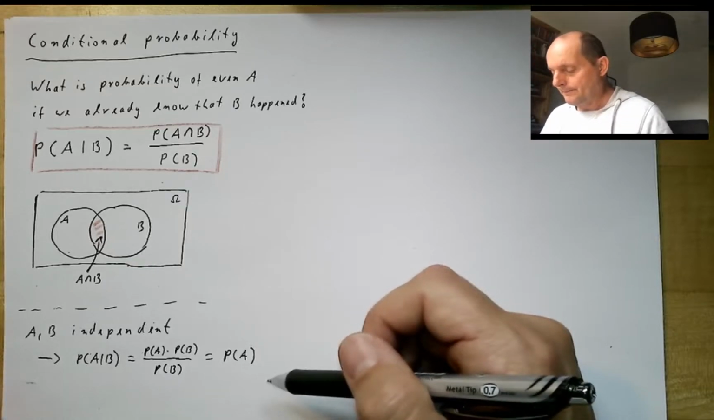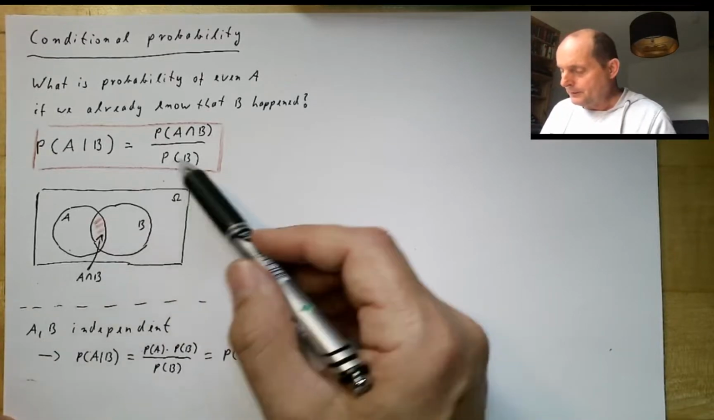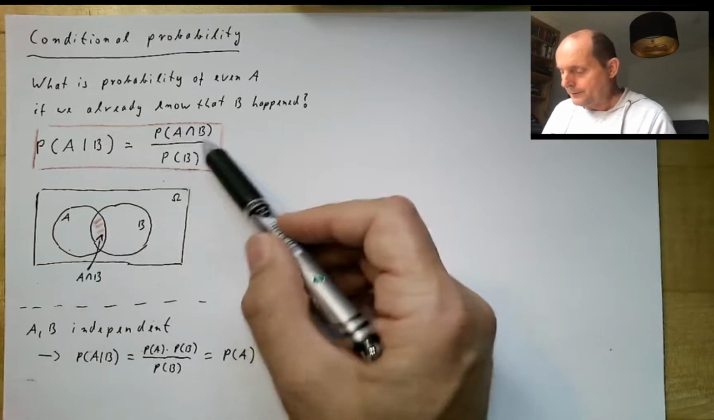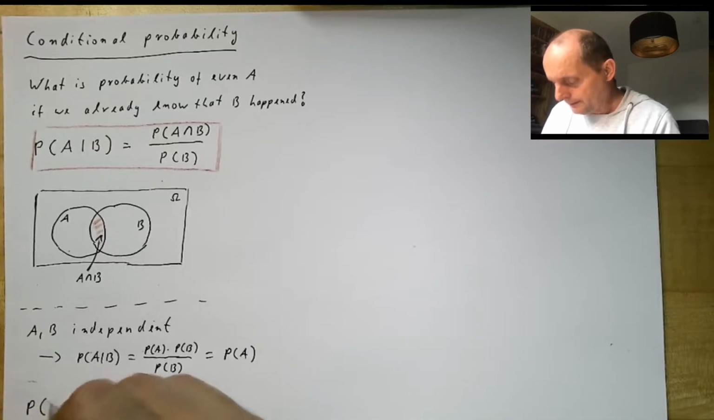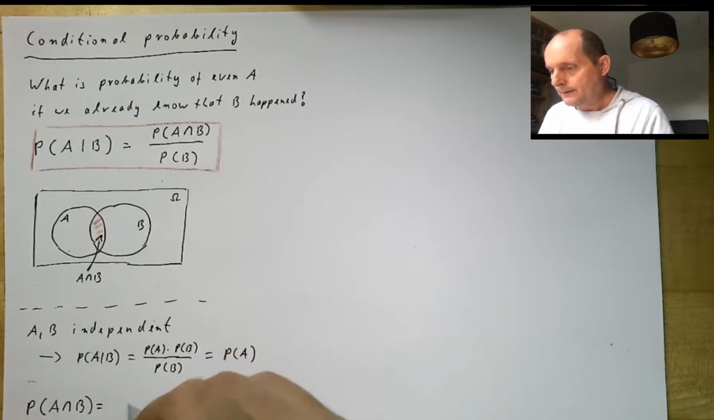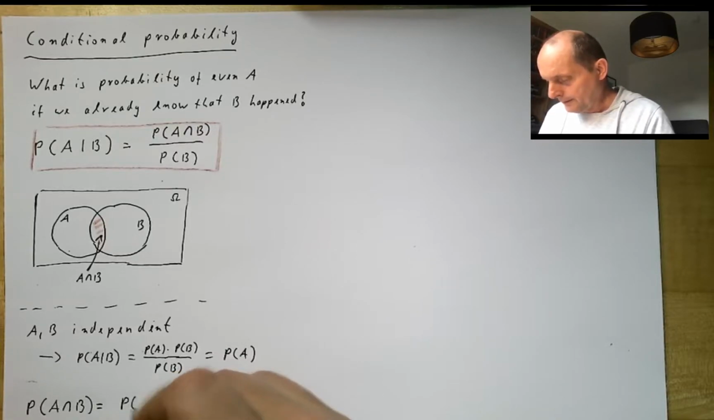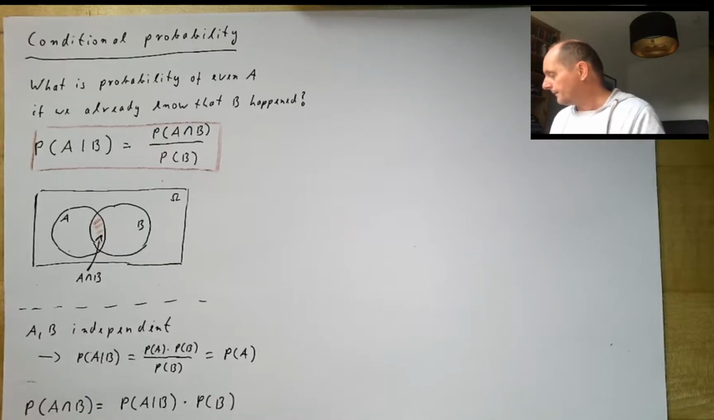Now, what's the case if A and B are not independent? Then we can just write this formula a bit differently. We find a rule for the probability of the intersection, the probability of A and B. That's the conditional probability of A given B times the probability of B.